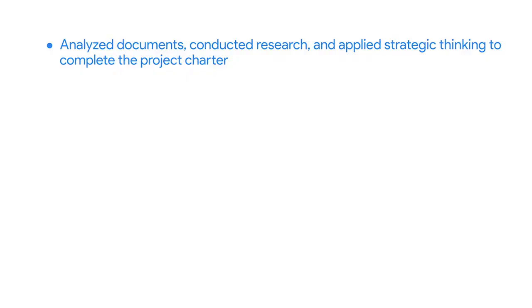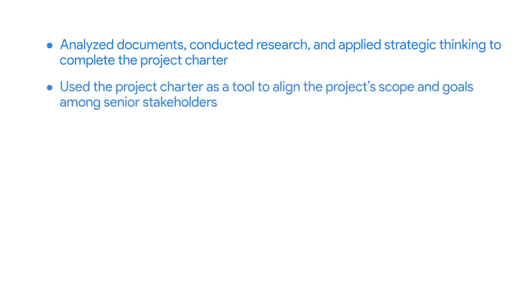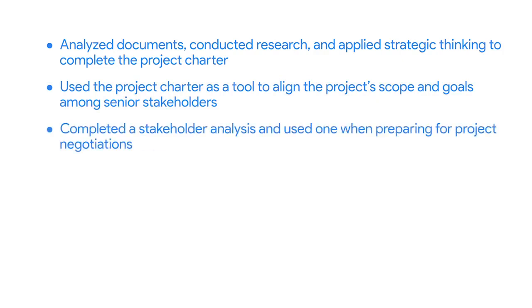Let's take a moment to review what you've accomplished so far. You started by analyzing documents, conducting research, and applying strategic thinking to complete the project charter for Sauce and Spoon's tablet rollout project. Next, you used the project charter as a tool to align the project's scope and goals among key stakeholders. Then, you completed your own stakeholder analysis and learned how to use one when preparing for project negotiations.